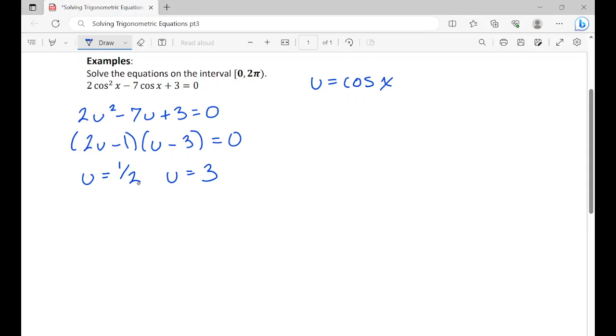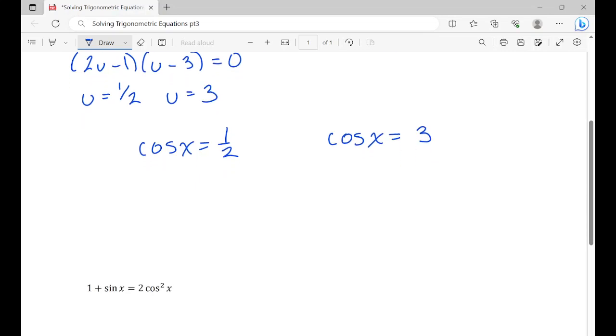So what I'm going to do is take what my u's equal and use my u substitution to solve for cosine. So when I do that, I'm going to get cosine x equals a half and then cosine x equals 3. So on the unit circle, where does cosine x equal a half? Well, only 2 spots. Cosine x will equal a half only at pi over 3 and at 5 pi over 3. Quadrants 1 and 4.